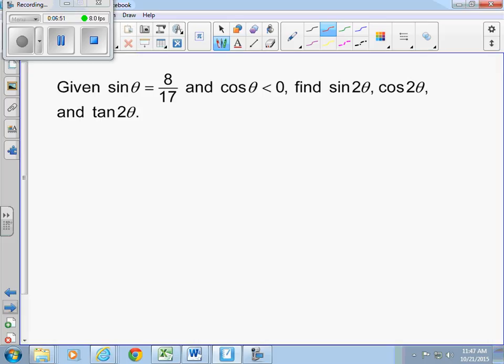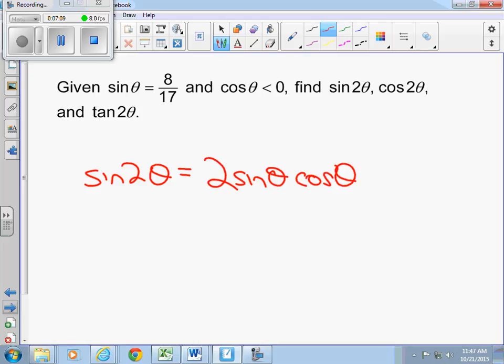So I don't know what theta is, so to find sine of 2 theta without a calculator would be very difficult at first glance. But what is sine of 2 theta equal to? 2 sine theta cosine theta? Do I know what sine theta is? Yeah. Find what cosine theta is. And so pretty easy with the identity.